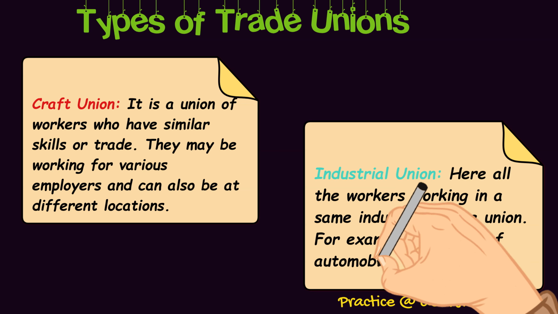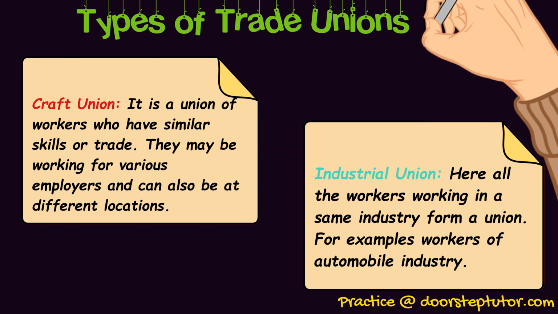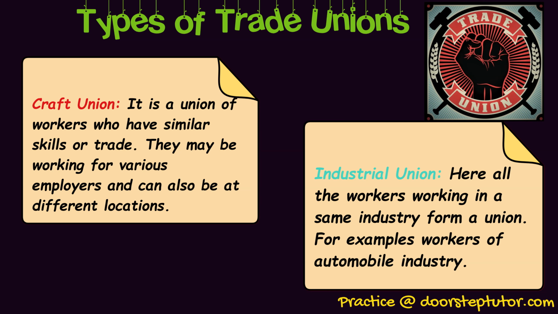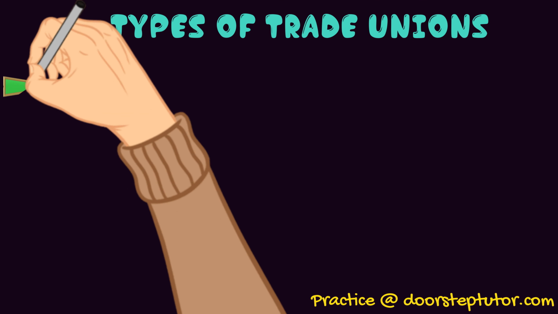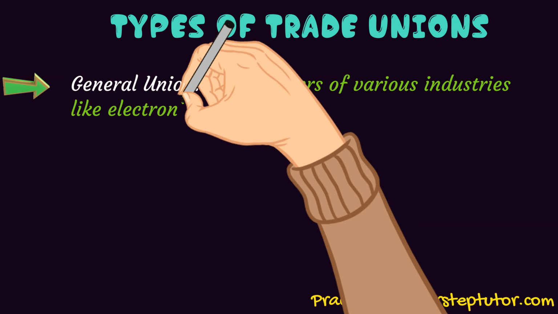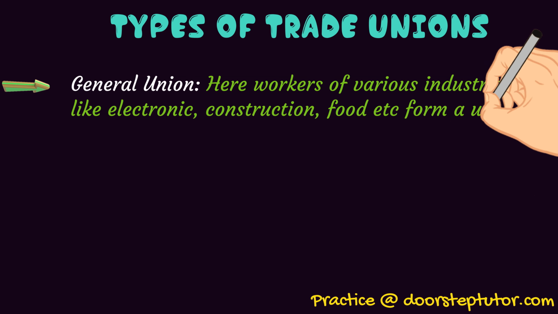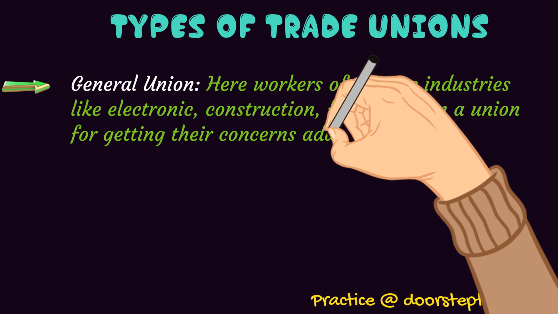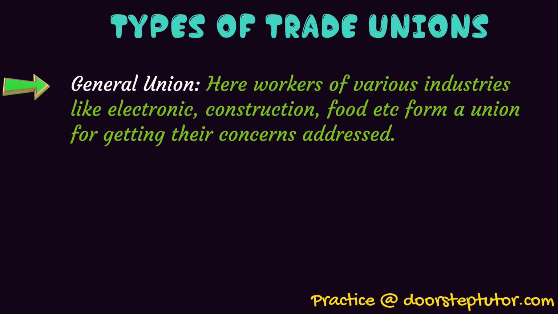Okay, for example, workers of an automobile industry can form an industrial union because they are basically from the same industry. Now general union, what happens over here is that the workers of various industries like construction, electronics, food form a union for getting their concerns addressed. So general union is always, remember, a collection of employees from various industries. It can be automobile industry also, electronic and all.